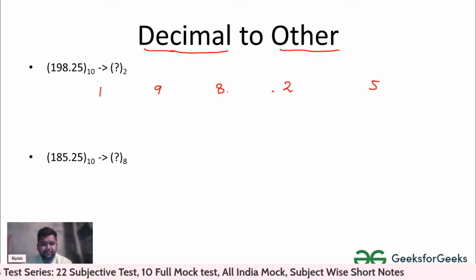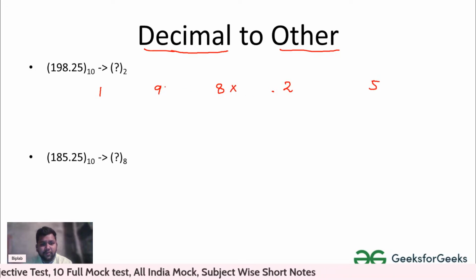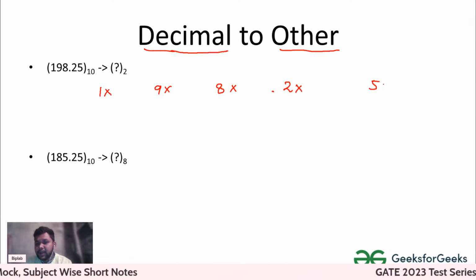The number is given: 198.25. First, what you have to do, with each digit you have to multiply.